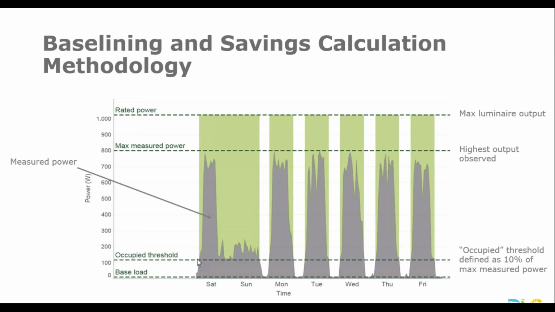So whenever the measured power goes above that 10% occupancy, we deem that as occupied. Whenever it dips below it, say between Wednesday and Thursday nights, we count that as unoccupied.